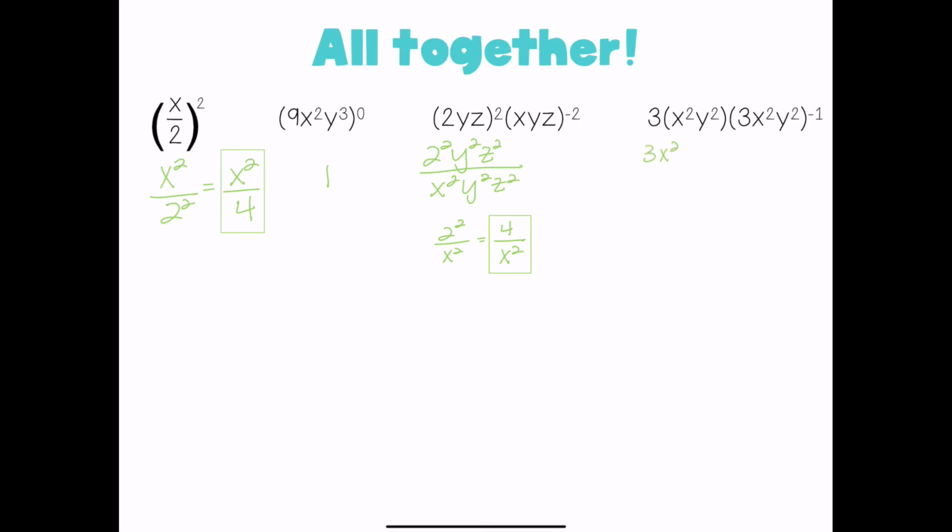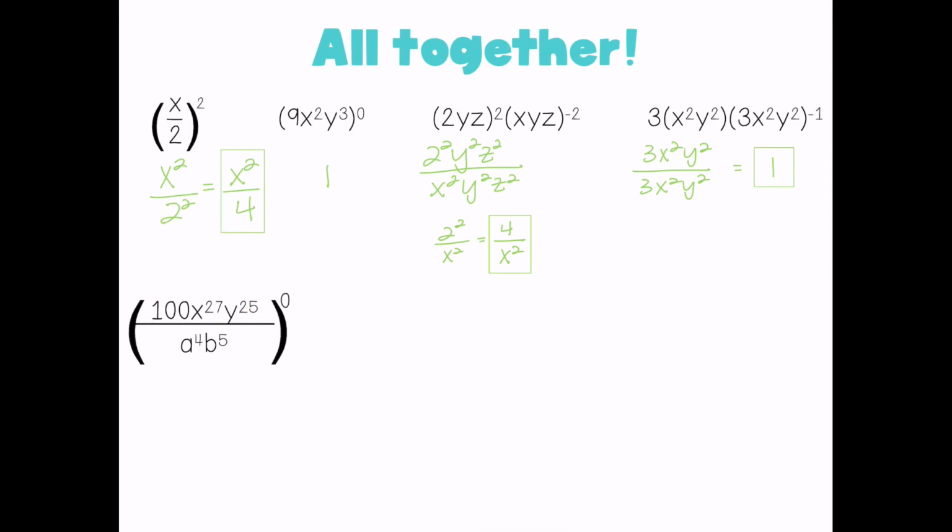So that 3x squared y squared can just be written like that. And I'm going to go ahead and choose to bring that negative 1 down. And there we go. Well, if you look, I have everything on top matching everything on bottom. Well, something divided by itself is always just 1. So there we have it. Anything to the 0 power is, what is it? 1. Very good.